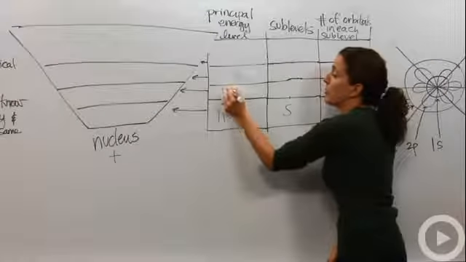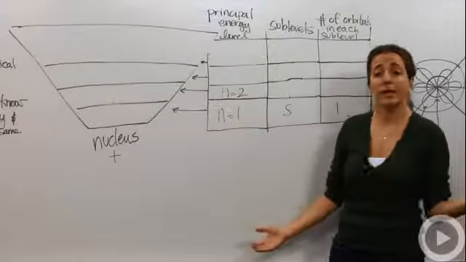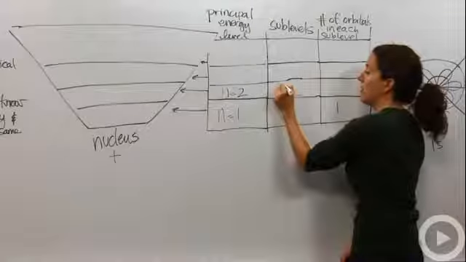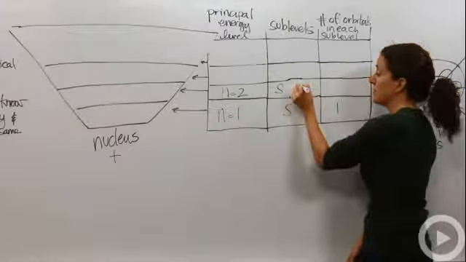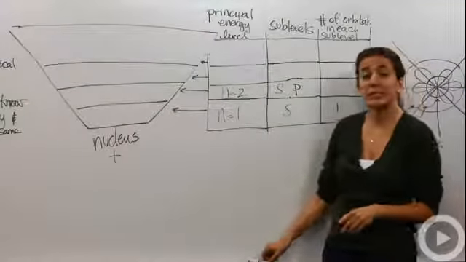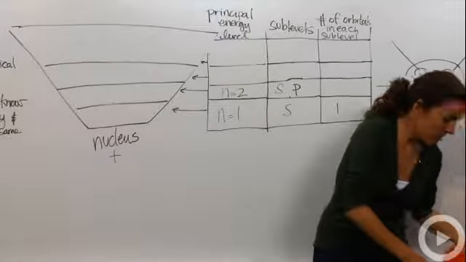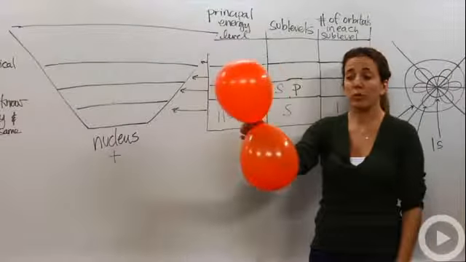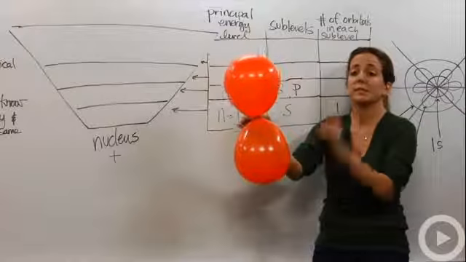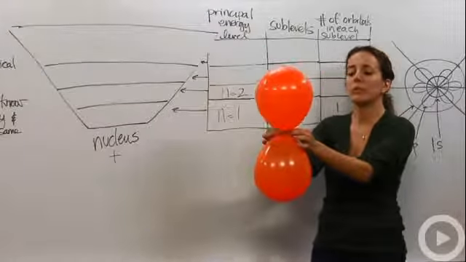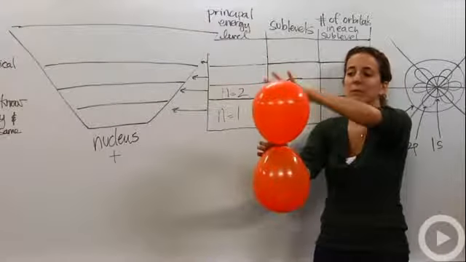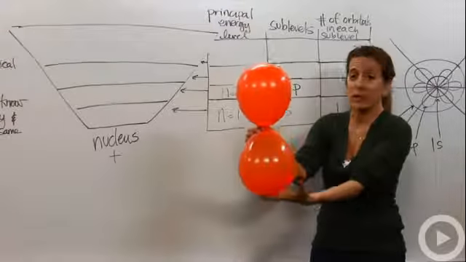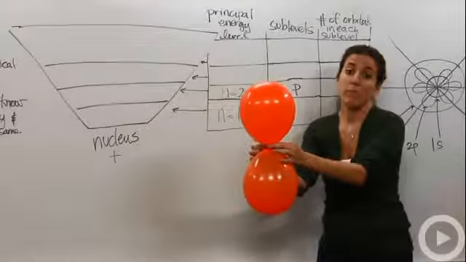In the n equals 2 principal energy level, there is an s also, a little bit bigger sphere. And there are also p orbitals. P orbitals look slightly different. This is what a p orbital looks like. This is 1. Even though there are 2 balloons, this is 1 p orbital. The nucleus is in the middle, and electrons can be found either here or here. It looks like a dumbbell shape.